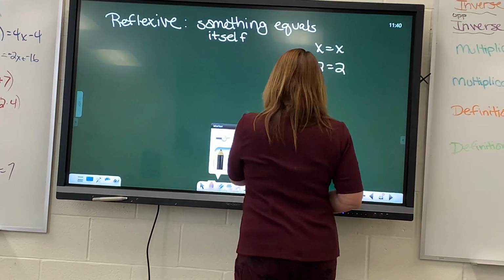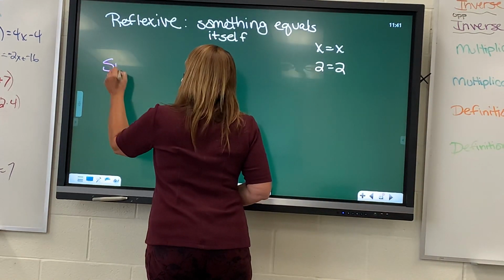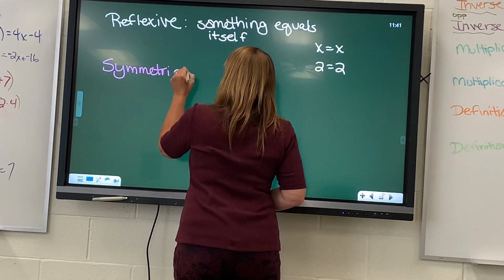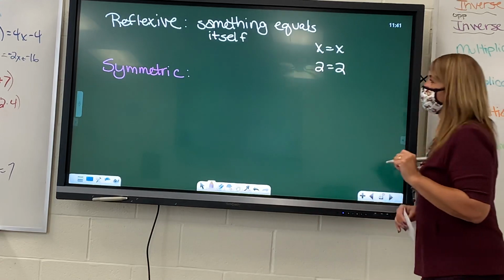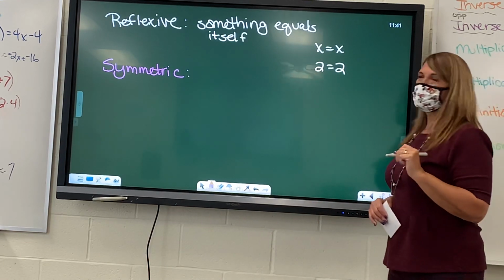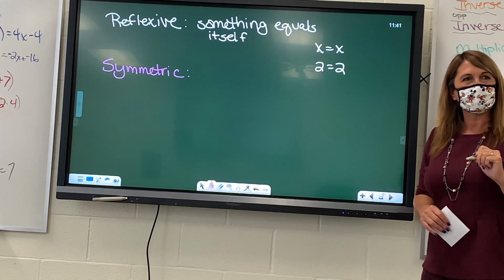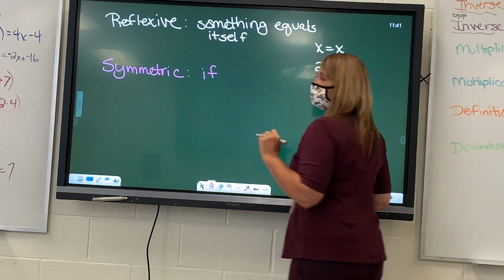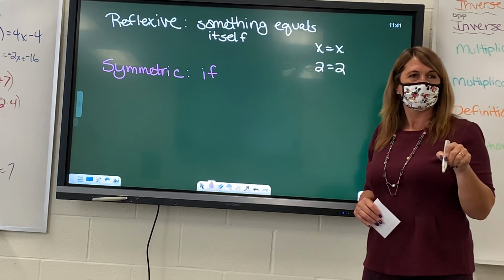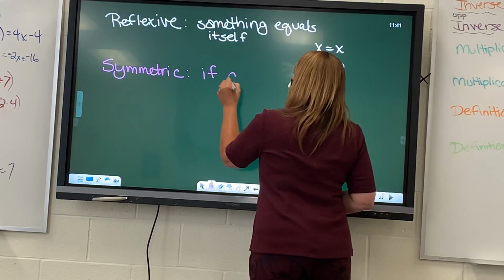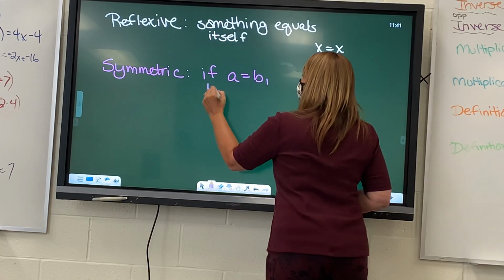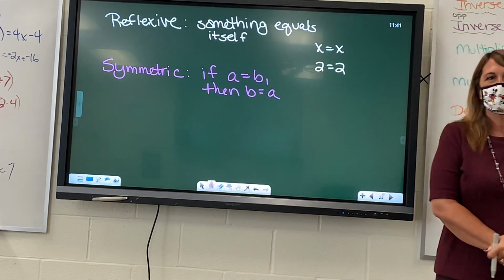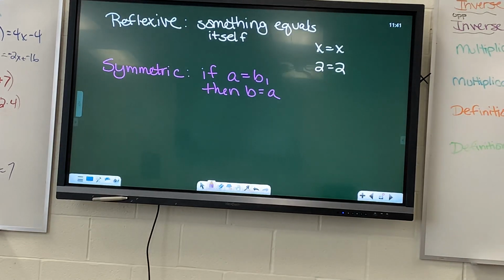All right. Next one is called symmetric. You see the word like symmetry, right? Similar, something like that. First of all, this property starts with an if, most of the time. If A equals B, then B equals A.